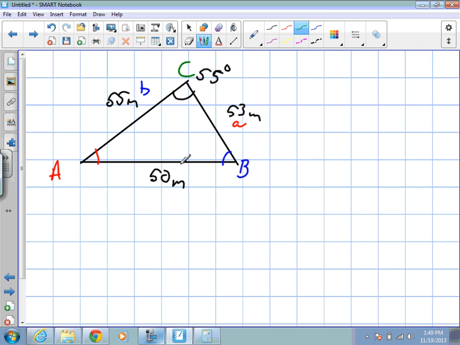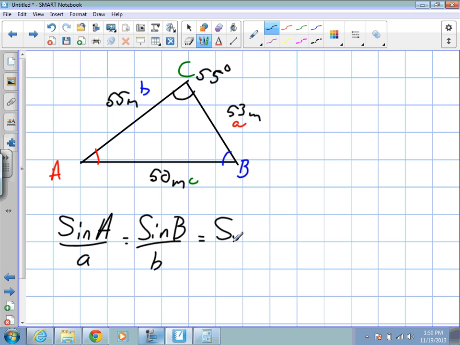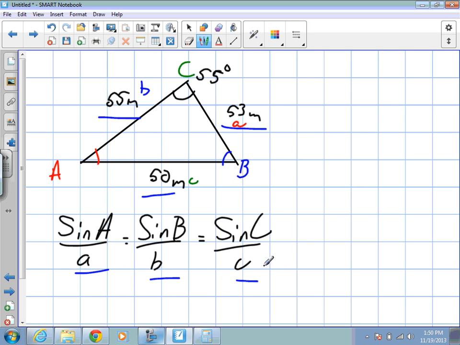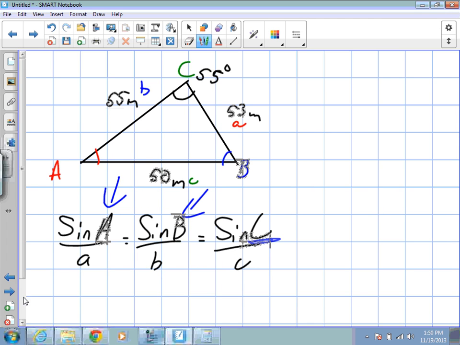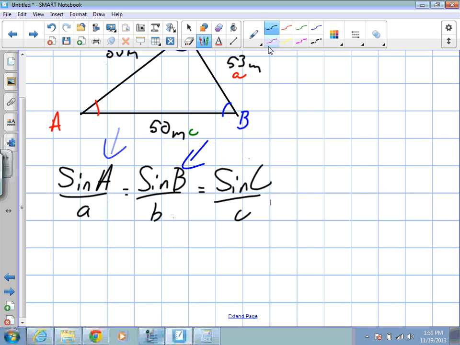So if we were to write out all of sine law, it's sine A over A is equal to sine B over B, which is equal to sine C over C. So let's plug in all of the info. We have the measurements of every single side, so we're going to plug those in. And we have the angle of C. Now the goal is to solve angle A. So do I need to keep this sine B over B in the equation? No, I won't. I'll plug the info in so that you can see what I mean in it. We're solving for angle A.